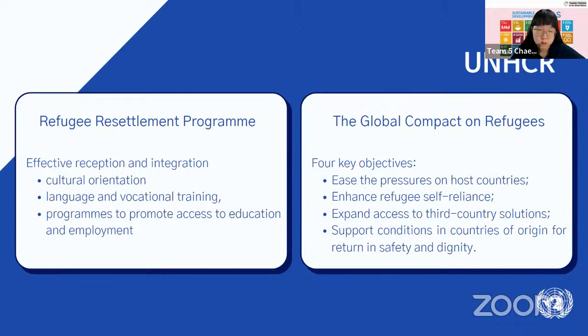The 4 key objectives of the Global Compact are reducing the burden of refugee acceptance, increasing the economic independence of refugees, expanding access to third country settlement measures, and finally helping refugees return home safely and with dignity.